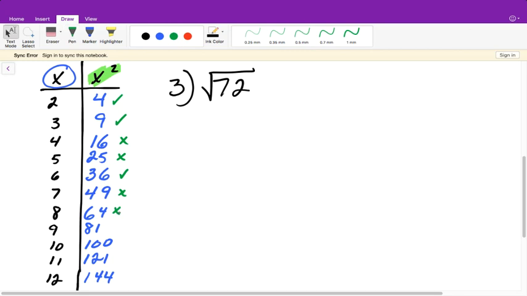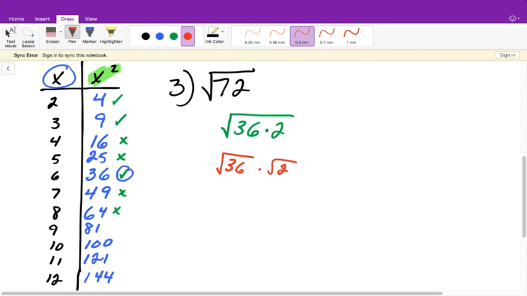When you have multiple numbers that go into it, you want to take the largest number. So that means we're going to use 36. Here we can rewrite this as 36 times 2. And then we can separate them. It's the square root of 36 times the square root of 2. The square root of 36, based on my chart, I know is equal to 6. So it is simply 6 times the square root of 2.